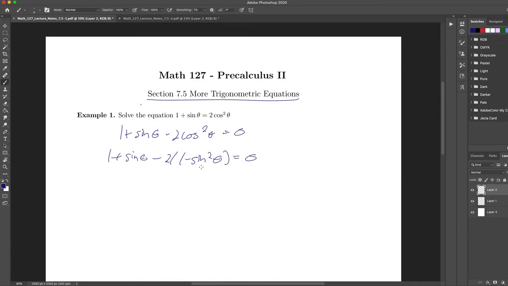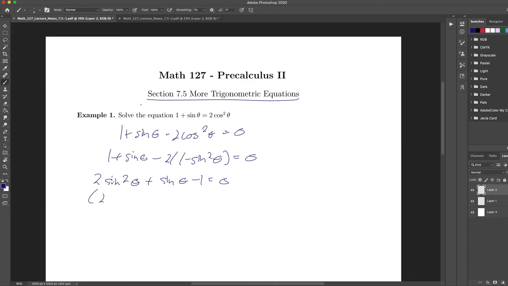Alright, so now let's plug in the 2. So I'll have minus 2 goes in, so that gives me 2 sine squared theta. Here it's supposed to be plus sine of theta, and then we have minus 2 plus 1, so minus 1 equals 0. Just checking myself.